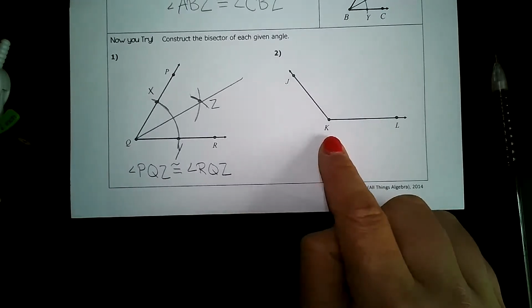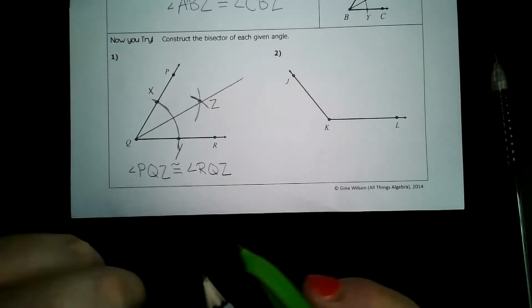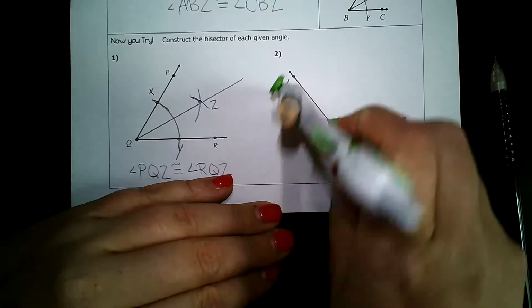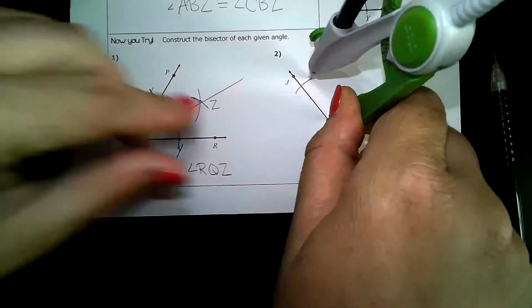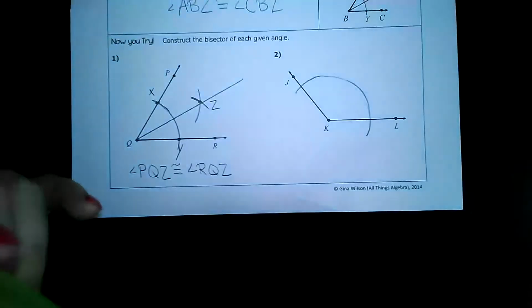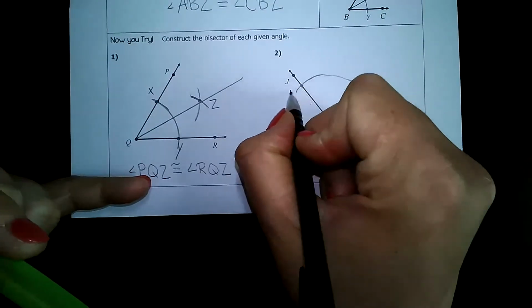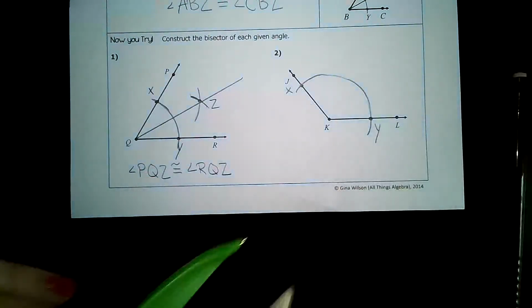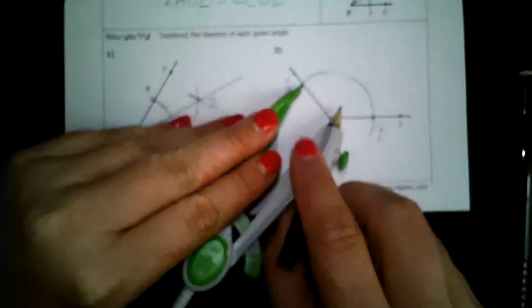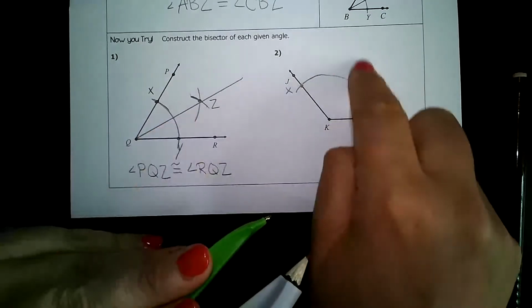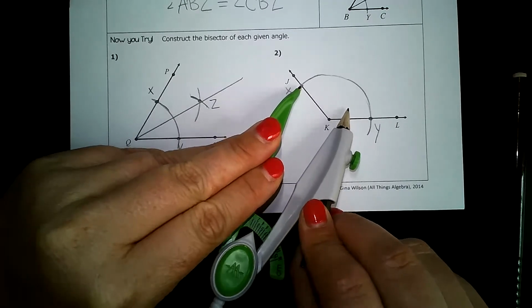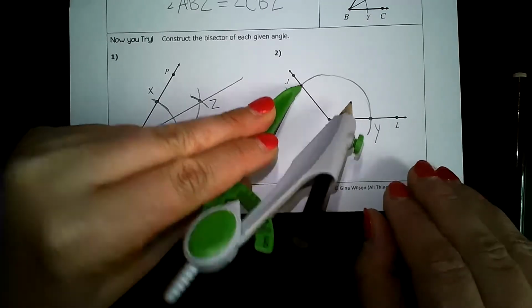Let's try another. Let's try an obtuse angle over here. Step 1, choose a compass setting and draw an arc that intersects both sides of the angle. Label those points of intersection X and Y. Then make sure your compass setting is wide enough because we're about to make an intersection in the interior of the angle, so your compass has to be wide enough that the 2 arcs will meet.